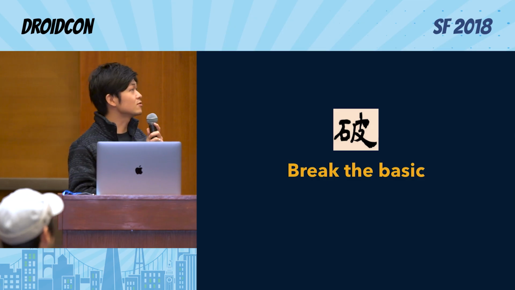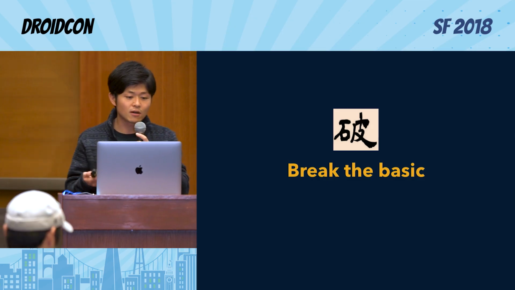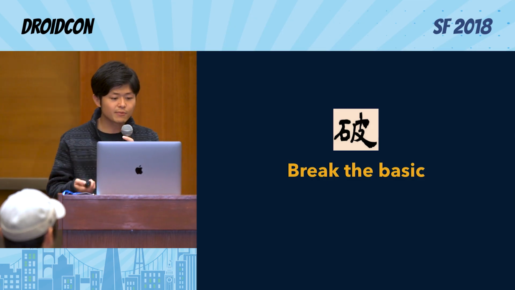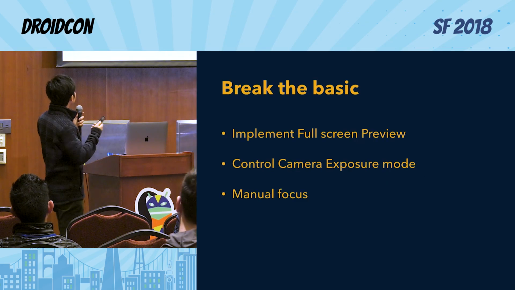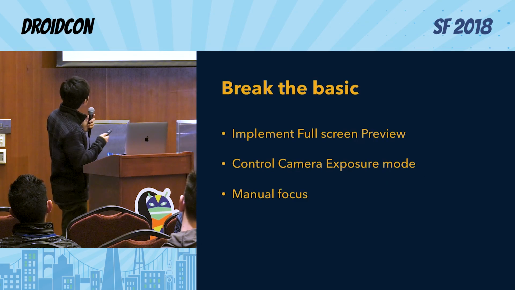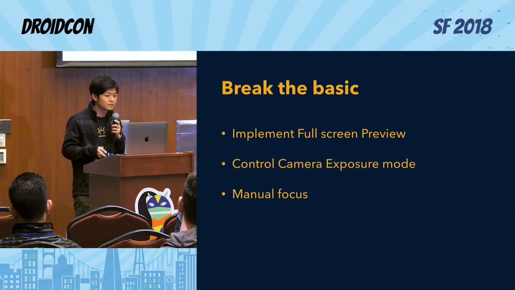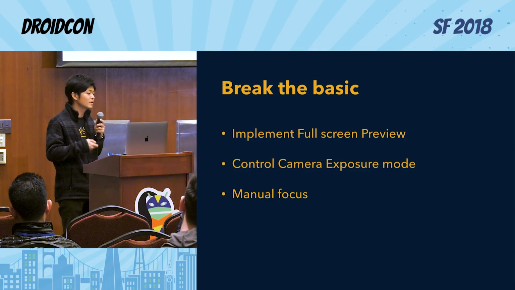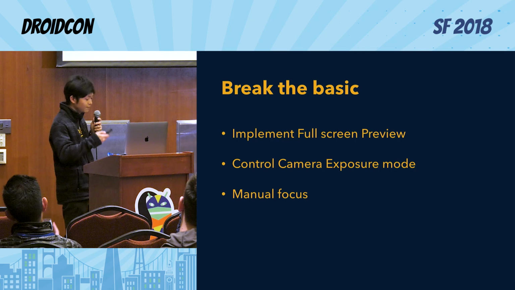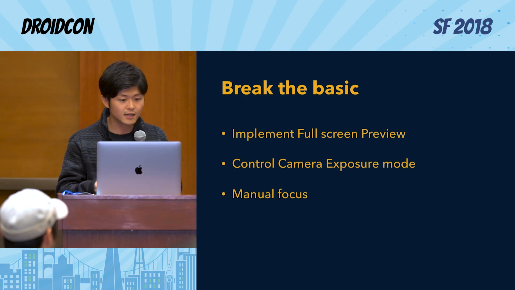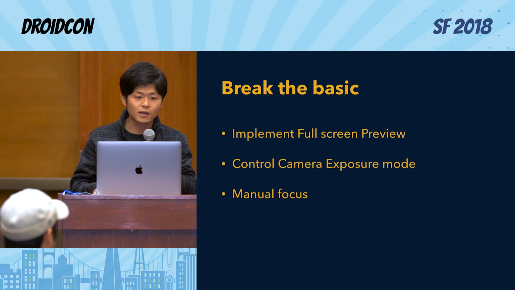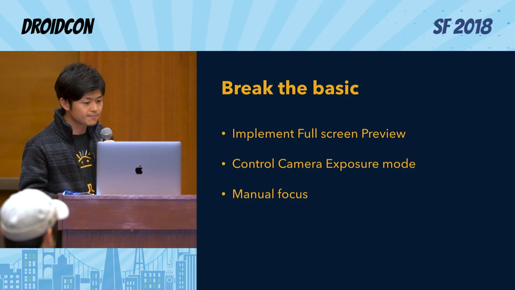You understand how to use the callbacks and how to use the preview calculation. Now we break what we have just learned into 3 parts. First, implementing a full screen preview, where we are not going to adjust the texture view size. The second one is controlling the exposure mode, and the third one is manual focus.